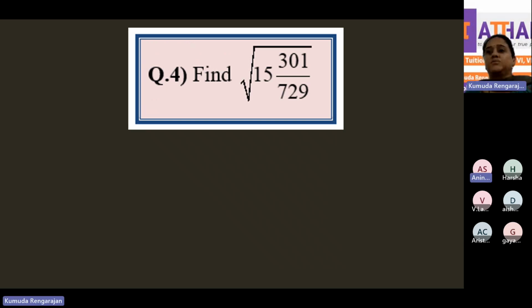What's your answer, Surya? Ma'am, so first we have to change it into an improper fraction. So we'll get 11,236 upon 729. Very good. Then after that, we'll take the square root of 11,236, which is 106, and the square root of 729, which will be 27. So the answer will be 106 upon 27.